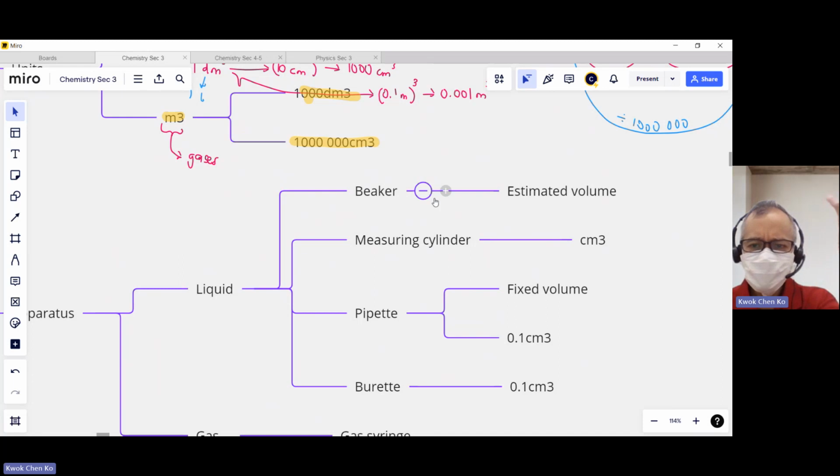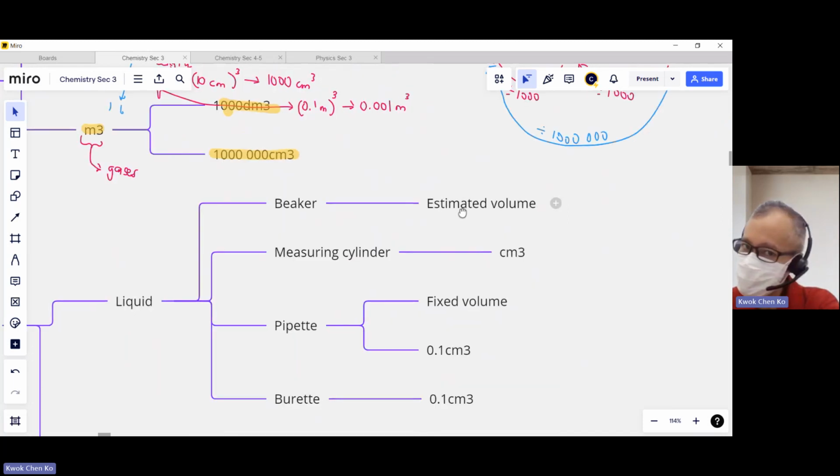Of course, liquid in a beaker only gives you an estimated volume. Beakers are marked.